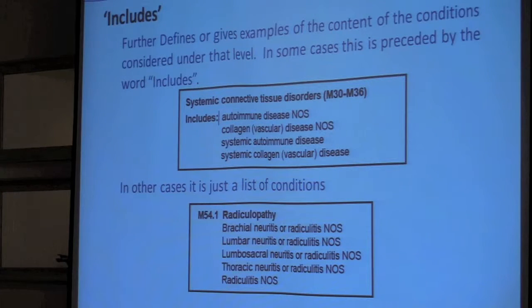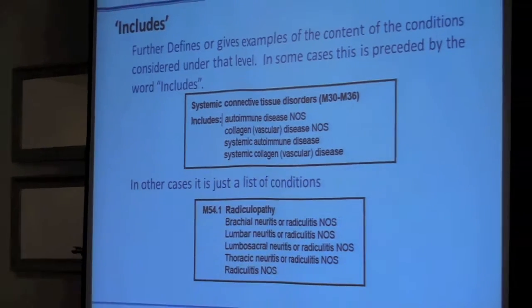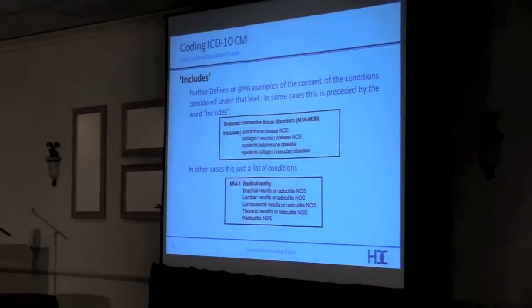Or if you have a patient with brachial neuritis, lumbar neuritis, lumbosacral neuritis, thoracic neuritis, radiculitis, code those all to radiculopathy. Right? Now, it's not comprehensive, but what it is, if these different terms are used, this is where you code them to. We don't have a separate code for that.